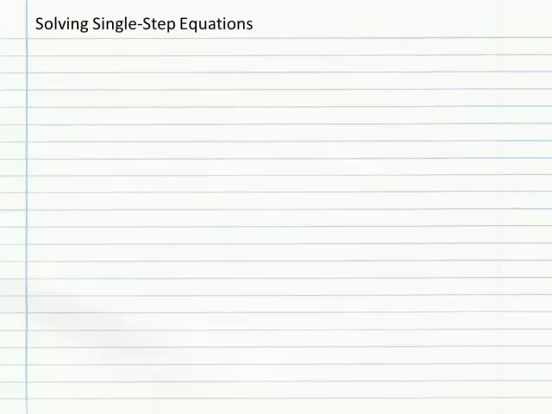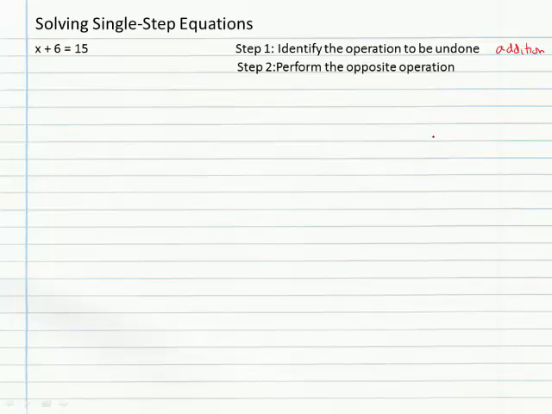Okay, so first we're going to start with single step equations. These are equations that can be solved by performing one step. So for example, if I have x plus 5 equals 15, I identify the operation to be undone, in this case addition, and then I perform the opposite operation. Now I have to be sure to do this to both sides of the equation because I have to keep everything balanced. If I subtract here, I have to subtract here too. And that will leave me with x equals 15 minus 6 is 9.